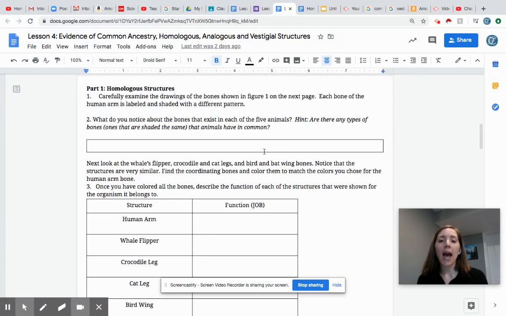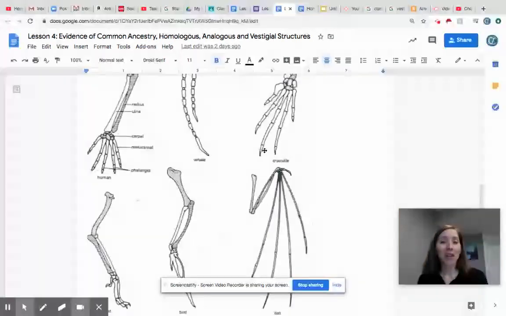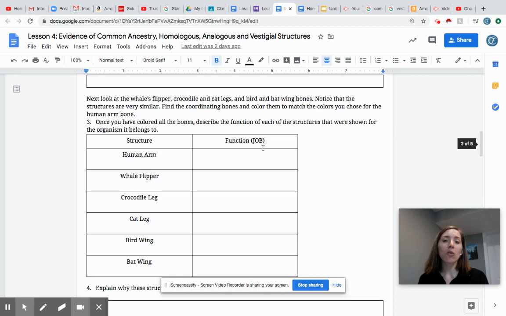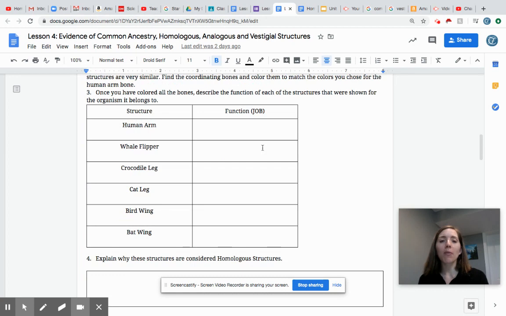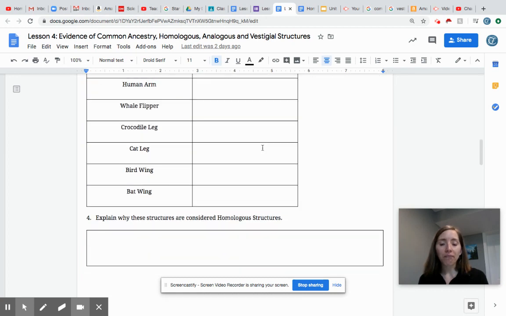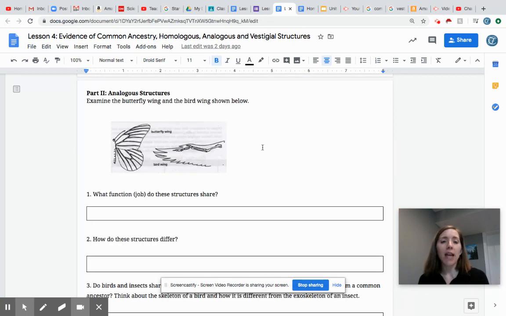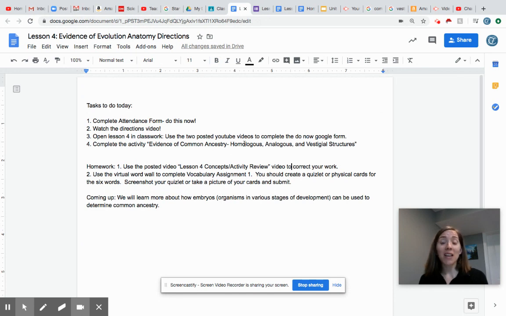You're going to be looking at figure one, which is on the following page, which shows six different organisms, and it shows kind of their arm, hand, flapper, wing, structures of their bones. You're going to analyze these pictures and you're going to answer the questions above about what do you see in common amongst all those animals, and then what is the function or job of that structure in that organism. Finally, you'll tell me why are these considered homologous structures. Then you'll do the same looking at an example of analogous structures, answering the questions, and looking at an example of vestigial structures.